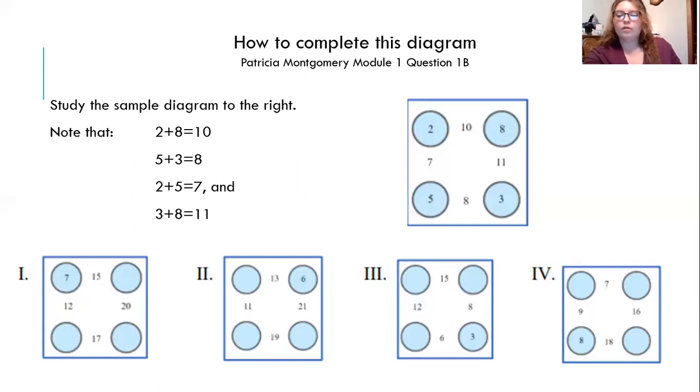So the fourth one will continue. 8 plus what is 18? 8 plus 10 is 18. And then 10 plus what is 16? And you get 6. 6 plus what is 7? And you'll get 1, which then 1 plus 8 will be 9.